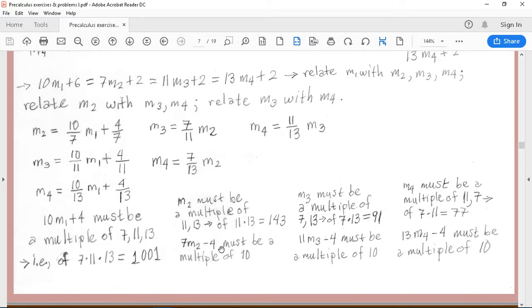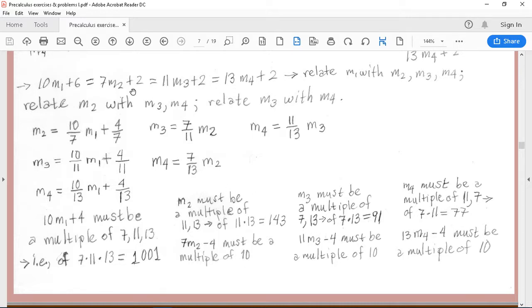7M2 minus 4 must then be a multiple of 10. That is taken from this expression and this expression here, these two. Take the 6 to subtract to this side, and you're left with 10M1 equals 7M2 minus 4. You divide by 10 and you get M1, which means that 7M2 minus 4 must be a multiple of 10.